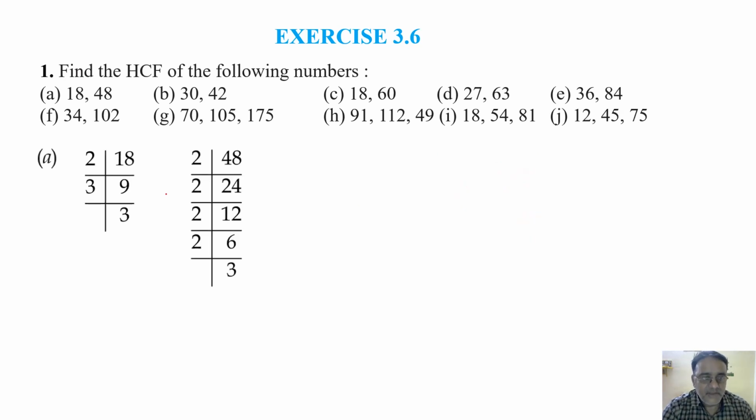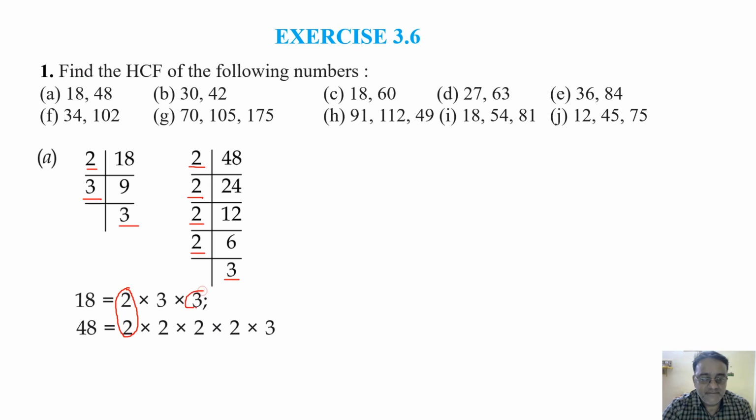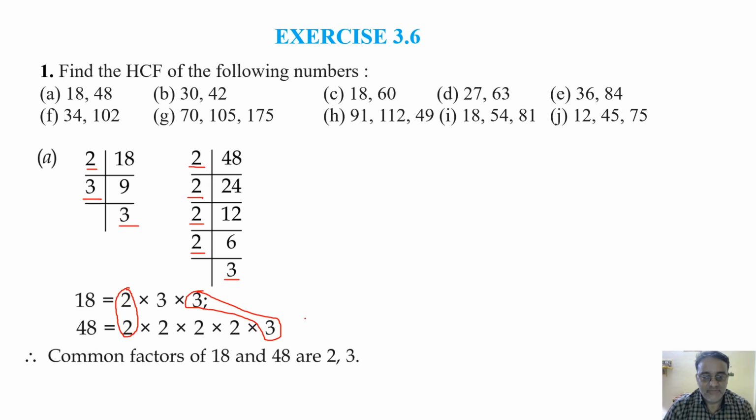So 18, how will you write? 2 into 3 into 3. And 48, how will we write? 2 into 2 into 2 into 2 into 3. Now we have to identify the common factors. Sir, only 2. No, 3 is also there. See? 2 and 3. Yes. So the required HCF is 2 into 3, that is 6. Any doubt? Okay.